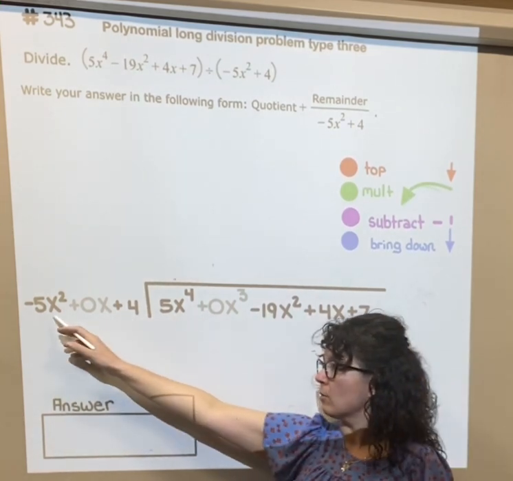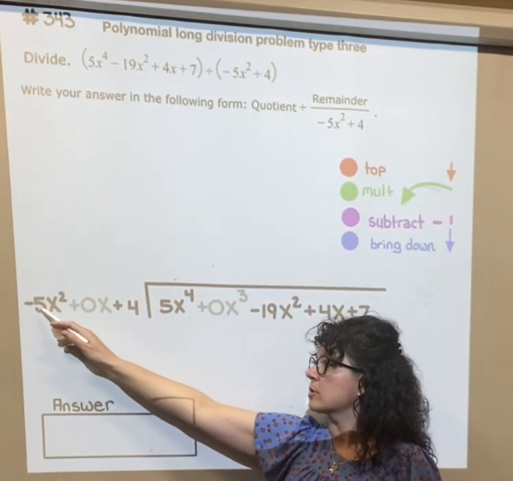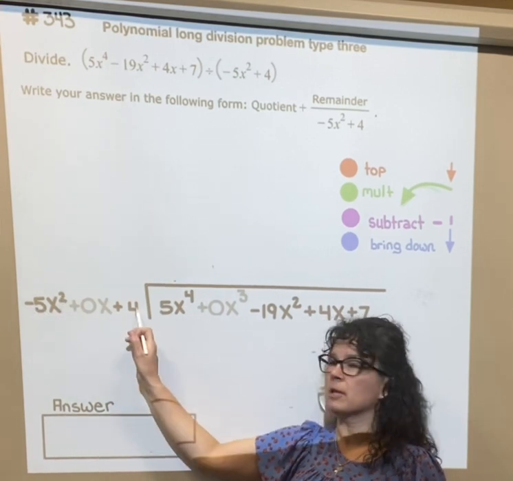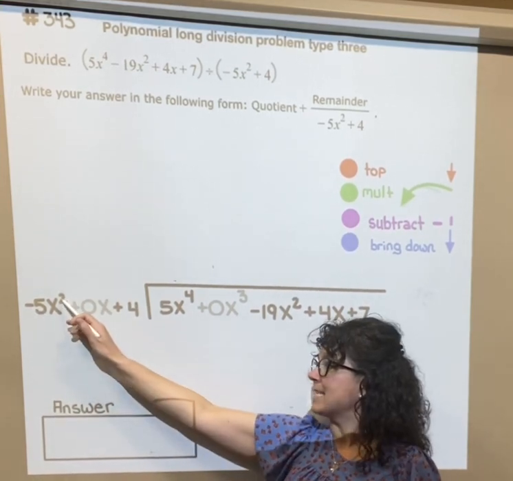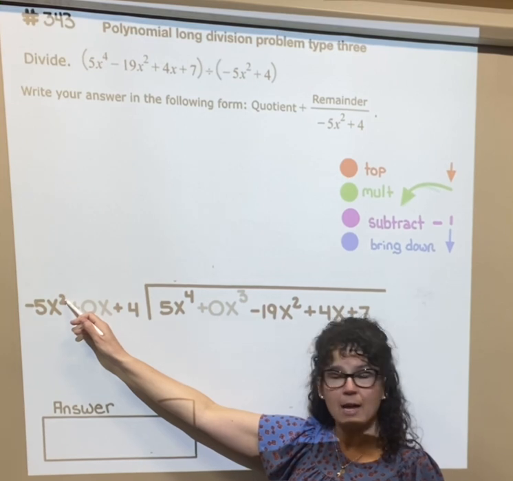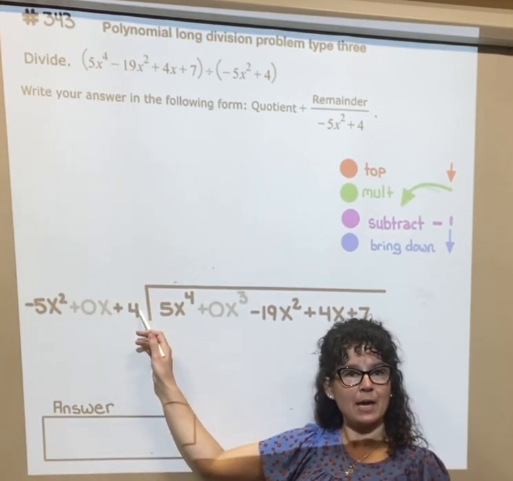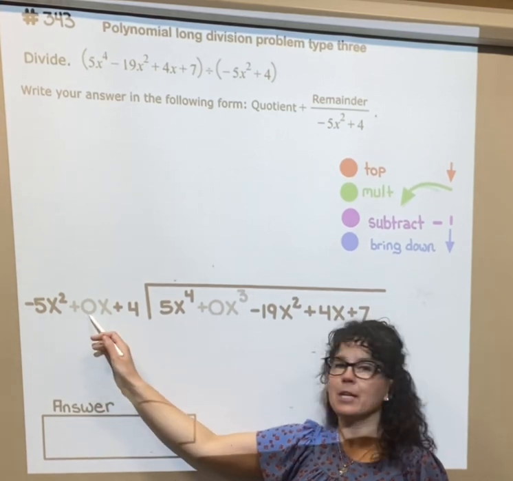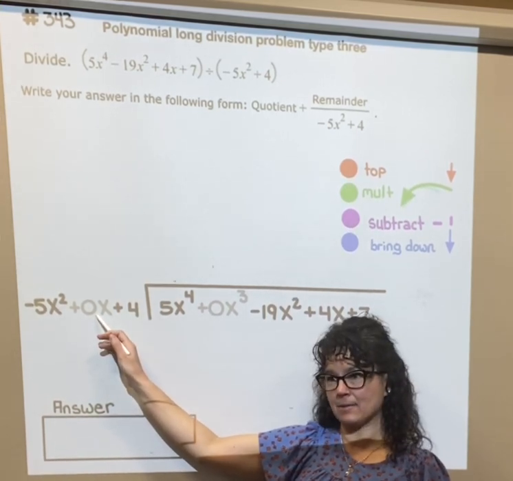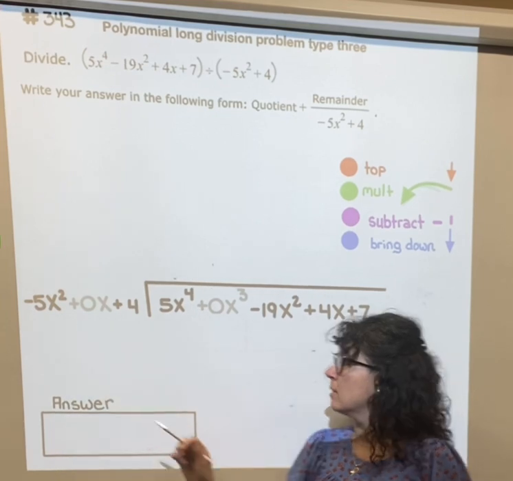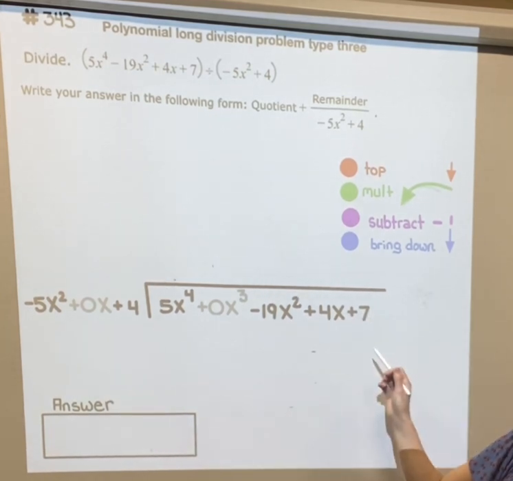Now out here, what we're dividing by, it was originally negative 5x squared plus 4. But we had the second power, and then we were missing our x's to the first power, and then we had our number. So I need to put in here a 0x. Now I'm ready to start the division.